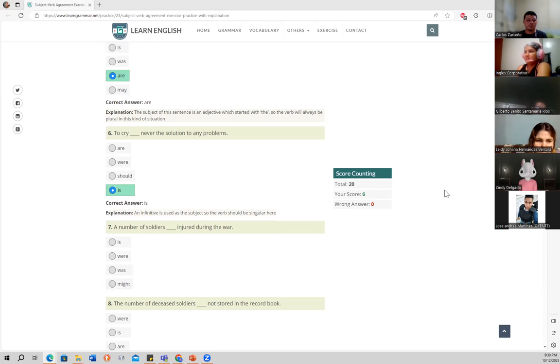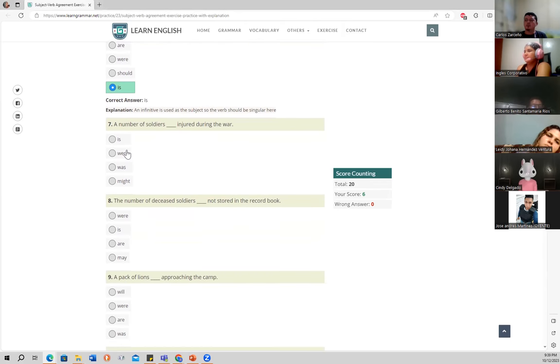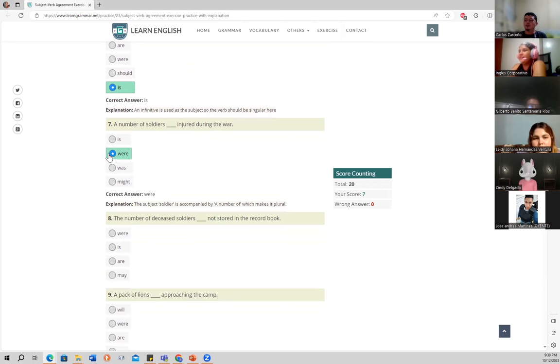A number of soldiers were injured during the war. Very good. Yes. The subject "soldiers" is accompanied by "a number of," which makes it plural. Soldiers. We're saying muchos, varios, that it's plural, right?